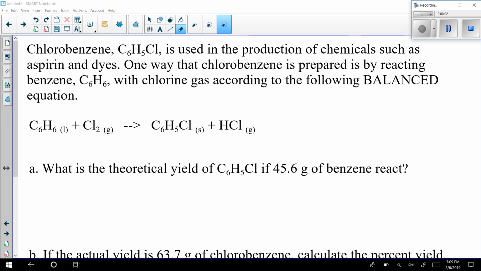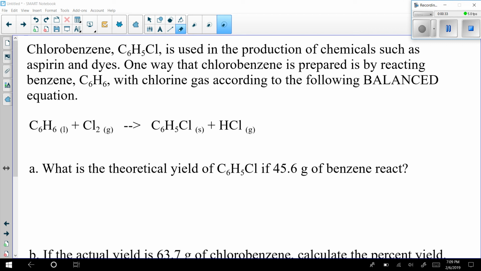We are going to solve a problem that requires determining the theoretical yield before calculating percent yield. Our problem reads, chlorobenzene, C6H5Cl, is used in the production of chemicals such as aspirin and dyes. One way that chlorobenzene is prepared is by reacting benzene, C6H6, with chlorine gas according to the following balanced equation. So our equation is balanced already, which is great.